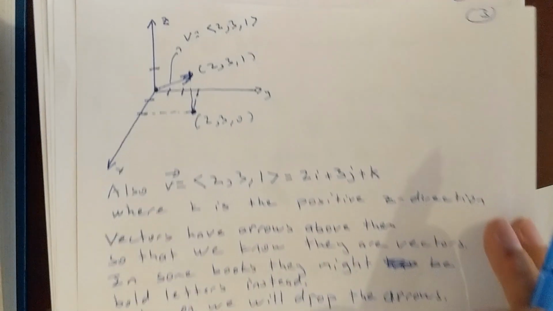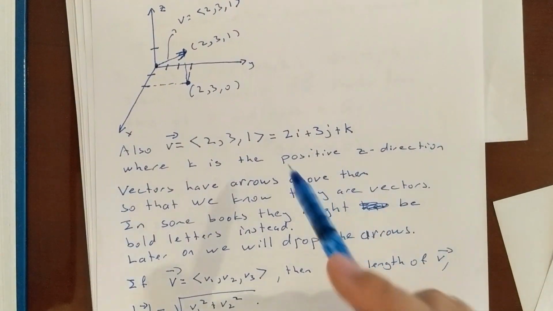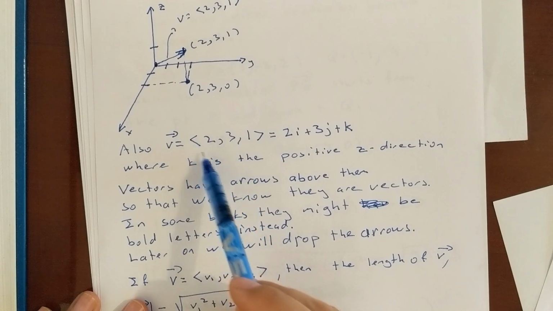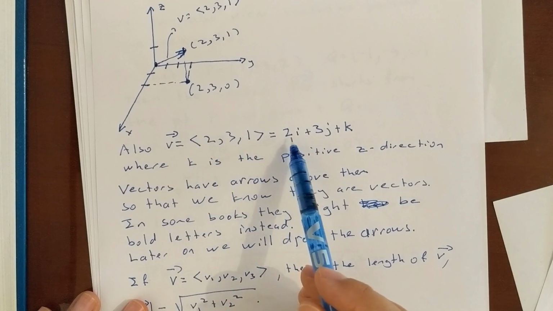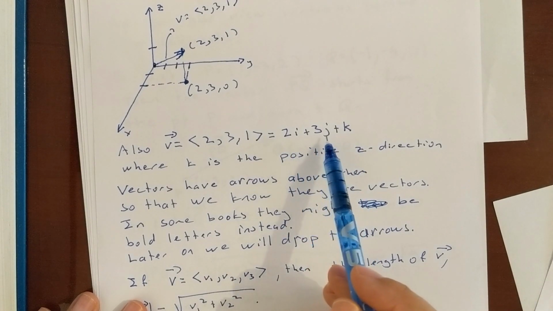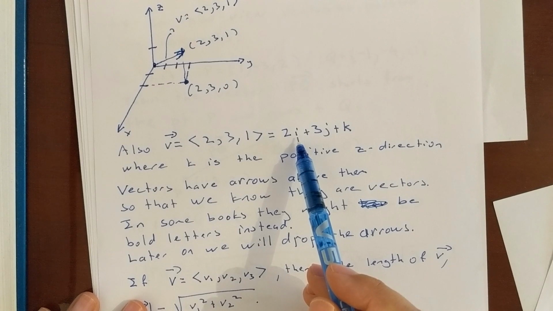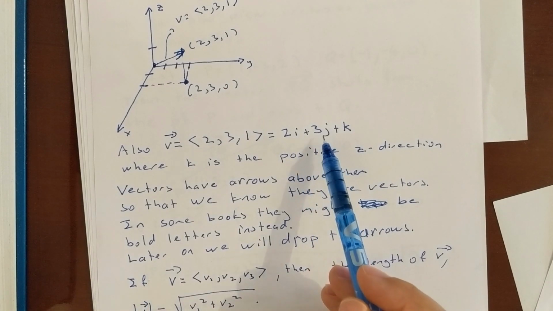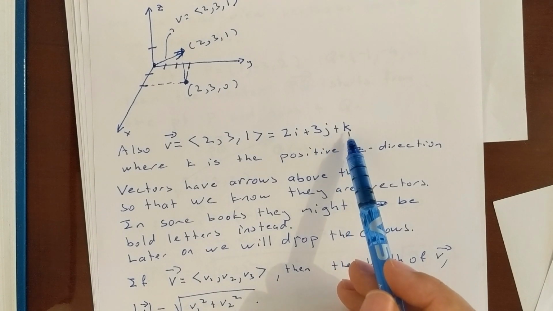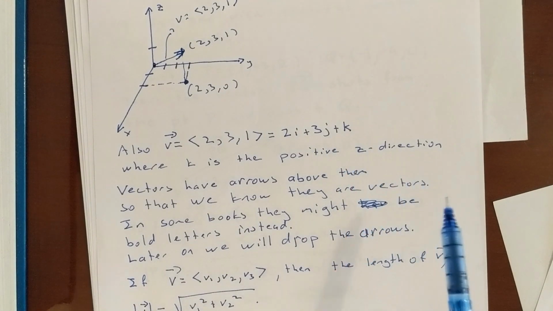Now, how can I write that in terms of the ijk notation? For 2, 3, 1, I could use these angled brackets, or I could write 2i plus 3j plus k. Don't worry about the letters. These are just unit vectors. This is the unit vector in the positive x direction. This is the unit vector, unit meaning it has length 1, in the positive y direction. This is the unit vector in the positive z-axis.